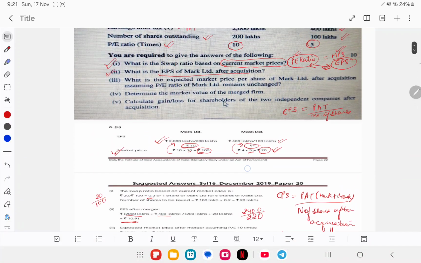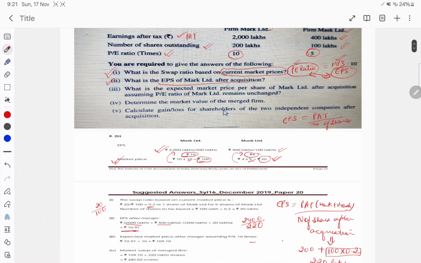The third part is that you have to calculate the expected market price of Mark Limited after acquisition.